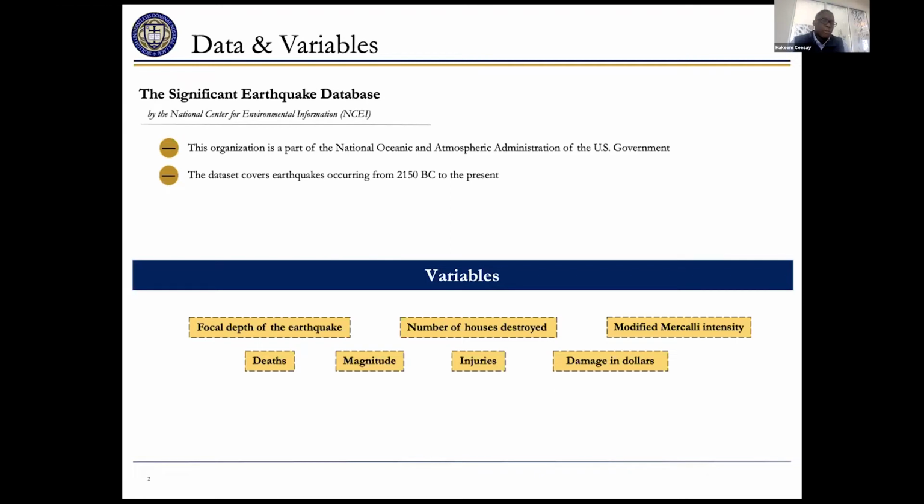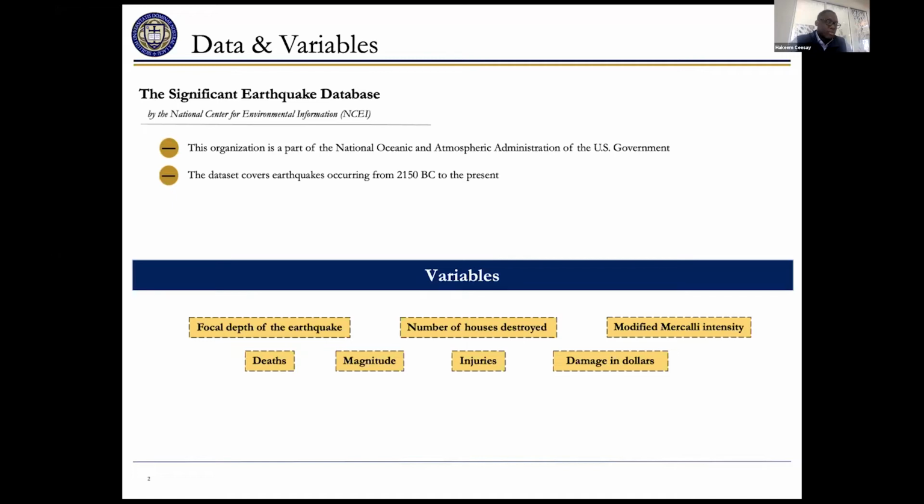And then moving forward to talk about the variables defined in the data set. On top of the basics, date of the earthquake, location, name, longitude, and latitude, the data set also defined focal depth of the earthquake, magnitude, modified Mercalli intensity, deaths, injuries, damage in dollars, and number of houses destroyed. And all of those were variables that we took into consideration in thinking about how to analyze these earthquakes.